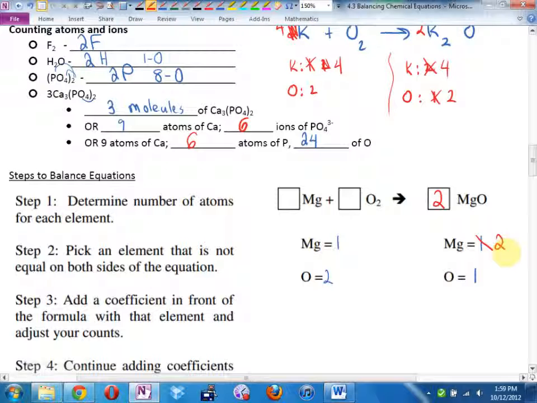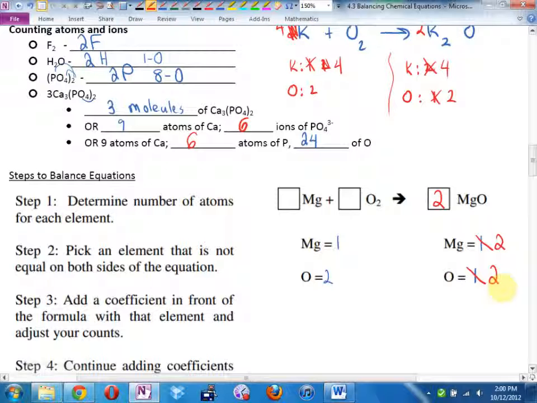How many magnesiums do I have on the left? How many do I have on the right now? Are we in balance? No. No, the numbers have to match. We're not in balance. Okay? Oh, 2 of those. Thank you. I forgot to adjust that count. Are my oxygens in balance then? Yep. Are my magnesiums? Nope.